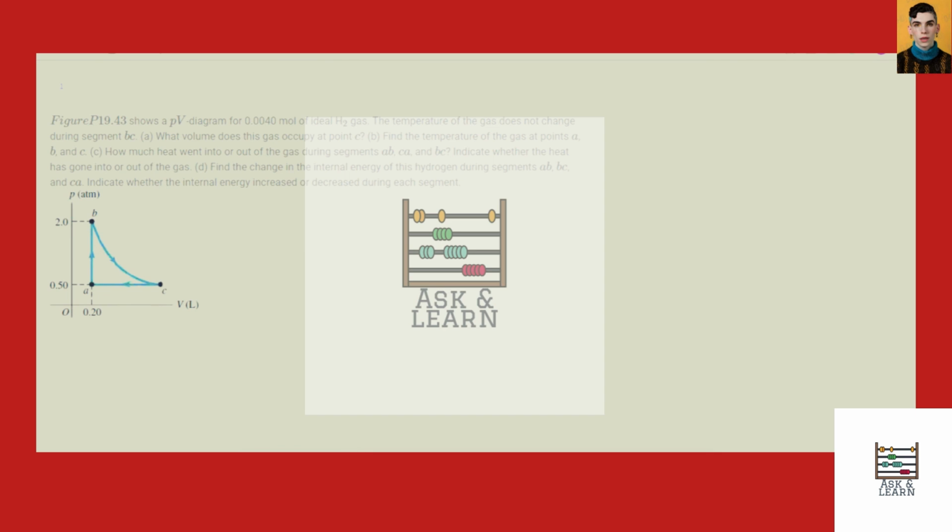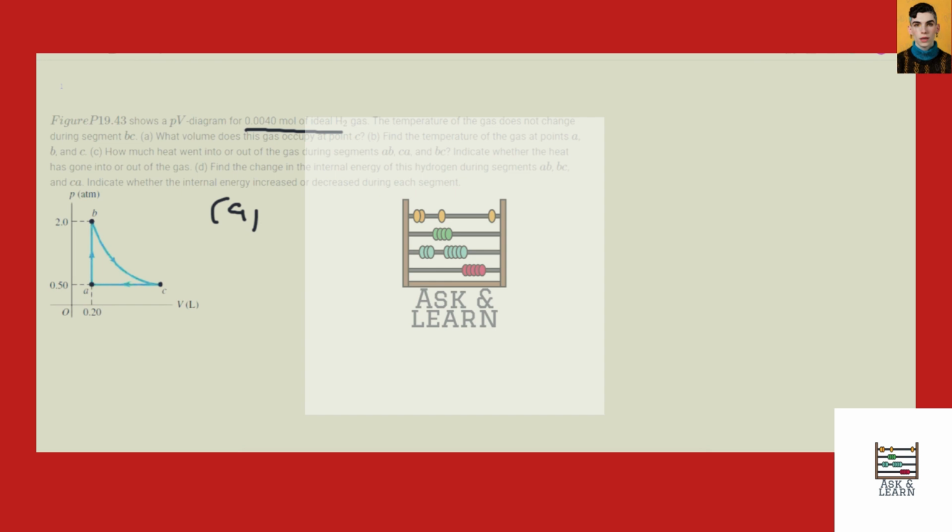All right. So for this problem, we have this hydrogen gas, and remember that hydrogen is a diatomic gas. We have three processes: AB, BC, and CA. In process AB, the volume is constant. In process BC, the temperature is constant, and in CA, the pressure is constant. Part A is asking what is the volume at point C?